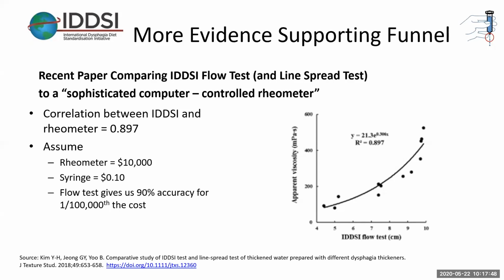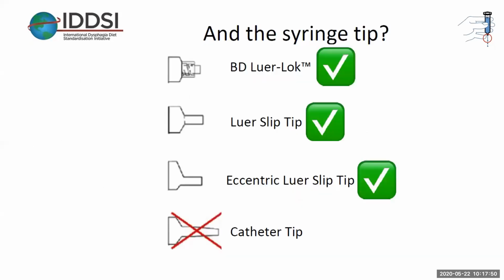So when you start looking at syringes, you'll see that there are several different tips available. Each of these tips, the first three I should say, the BD Luer Lock, the Luer Slip tip, and the eccentric Luer Slip tip, all comply with that international standard for the tip dimensions, so they're all appropriate for using with the IDDSI flow test. However, the catheter tip syringe has a different geometry and is not suitable for use with the IDDSI flow test.